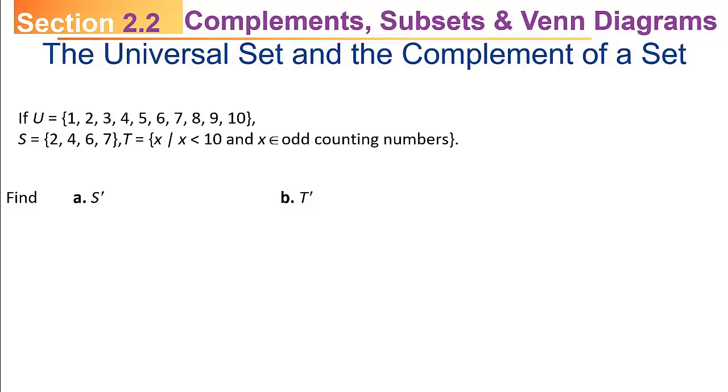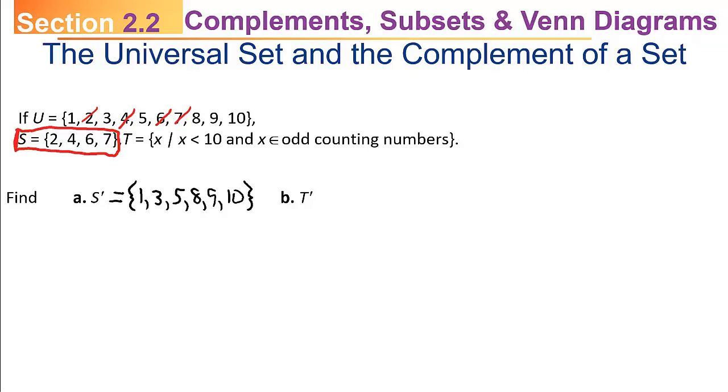Two things we want to find here. Part A, we want to find S complement. In order to find the complement of a set, you have to know the universal set. So when we're looking at the complement for the set S, we have to go back up to the universal set and cross out any elements that are in S. And whatever's left is in the complement. So the elements that didn't get crossed out are 1, 3, 5, 8, 9, and 10. So S complement is the set containing the elements 1, 3, 5, 8, 9, and 10.